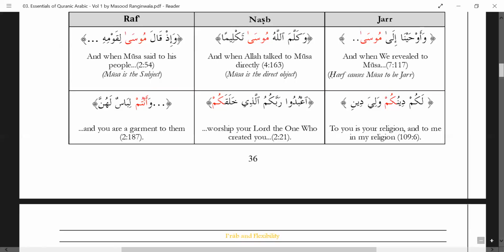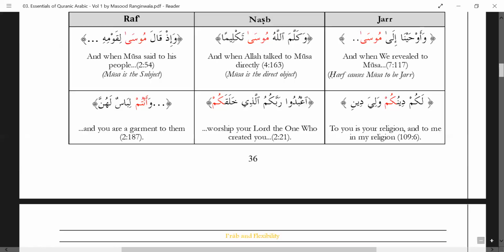But when they're the object of the action, when you add them at the end of the action as an attached pronoun: U'budu rabbakumul ladhi khalaqakum, and worship your Lord, the one who created you. Khalaqakum, created you. Action is created. You is the object of created. So this here is nasb. When you have an attached pronoun at the end of an action, it's the object of the action.